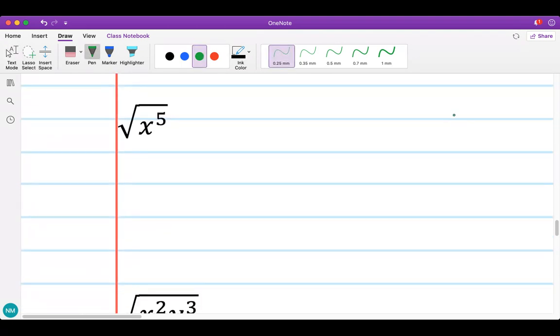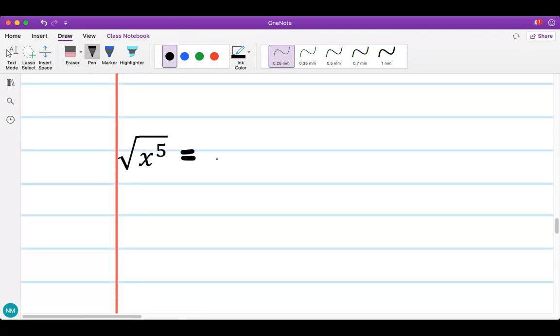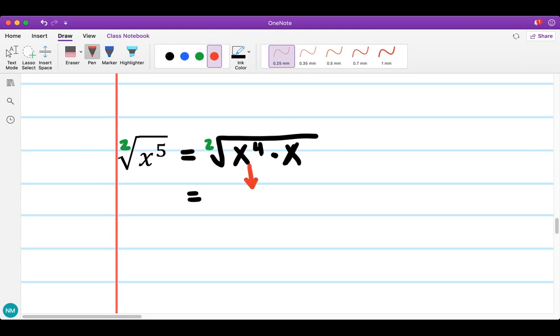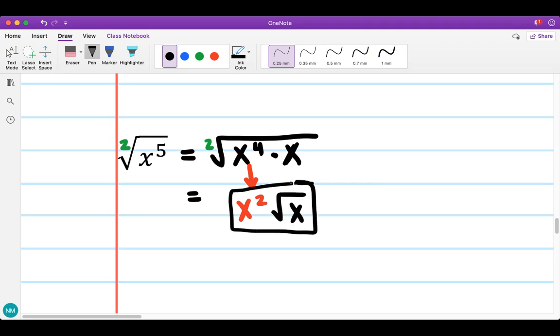Let's look at this problem. So if I break this down, I want to make this into, 5 is not an even number. It is not evenly divisible by 2. So I'm going to change it to x to the 4th times x. I'm always going to go 1 down when we're dealing with square roots. X to the 4th times x, which is the square root of x to the 4th. Now, if I divide 4 by 2, this right here becomes x squared. And this x stays inside of the radical, and it stays as radical x.